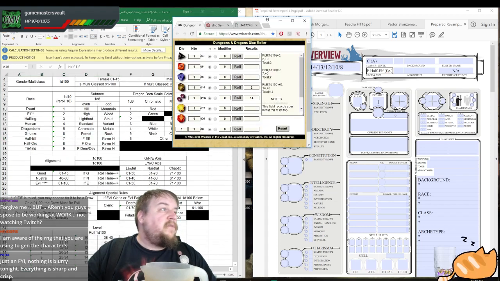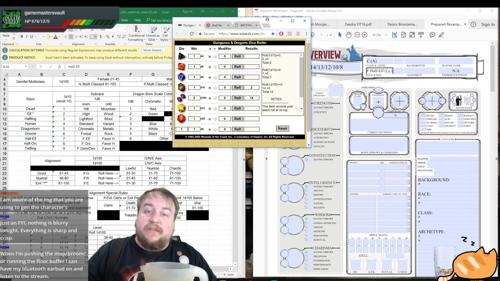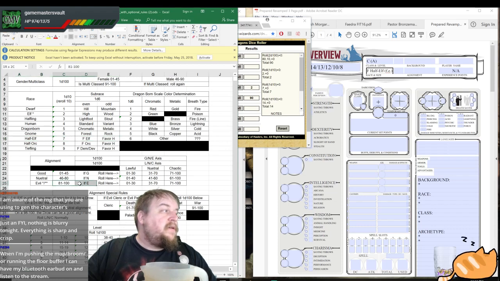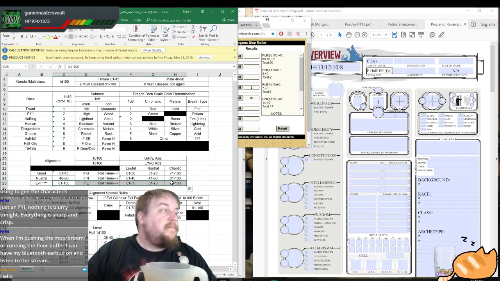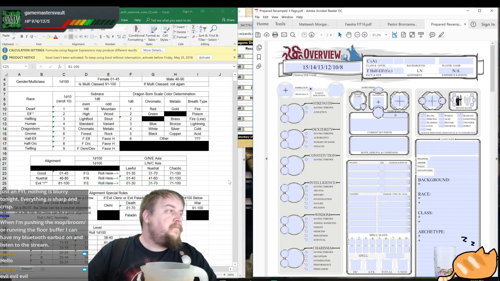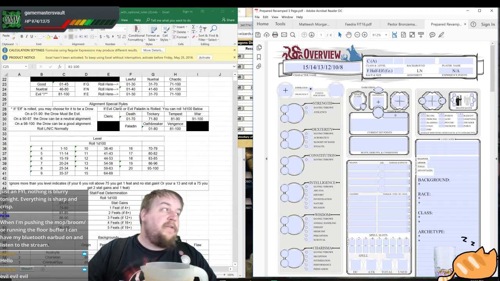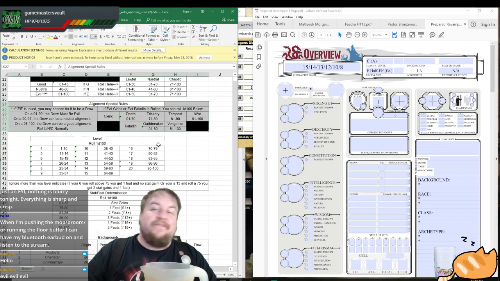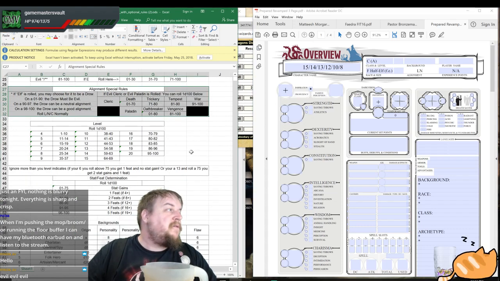Her alignment will be next. We're going to calculate that using 2D percentiles. 80 and 10. Oh, she was just on the border of being evil. 80 and 10 is lawful neutral. We don't have to worry about the evil special rules. We were one away from it, though, weren't we?